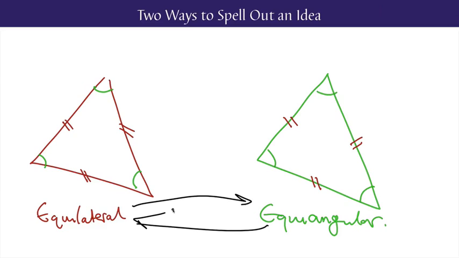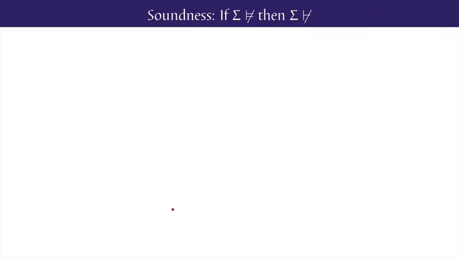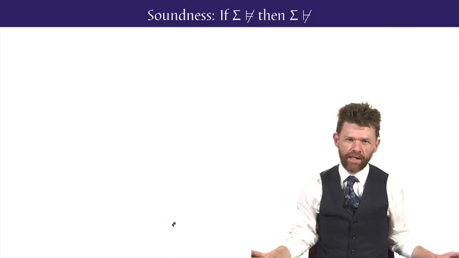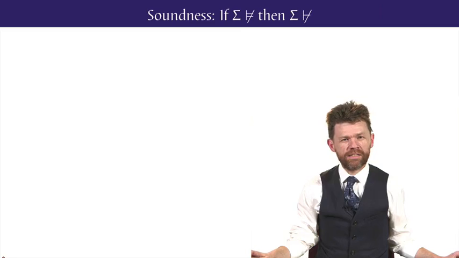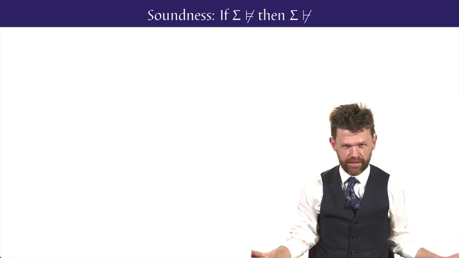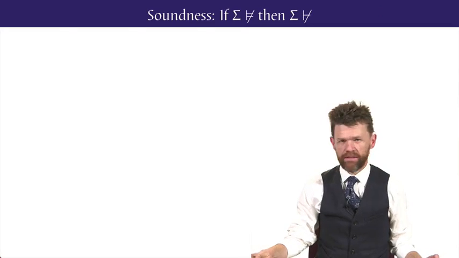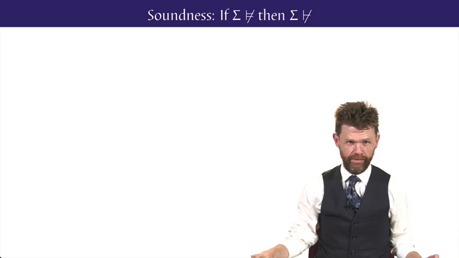Now, the same goes for logic. The truth table valid arguments are the truth tree valid arguments. The satisfiable formulas, those that can be made true together by way of truth tables, are the consistent formulas, those which have trees that stay open. The soundness result is one half of this equation. If a set sigma of formulas is satisfiable, then a tree for sigma stays open.